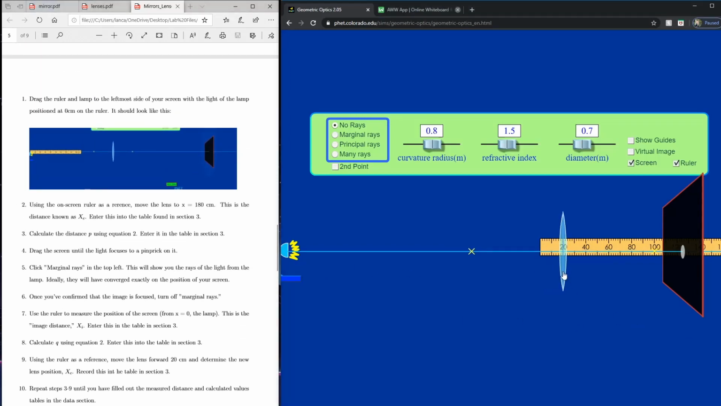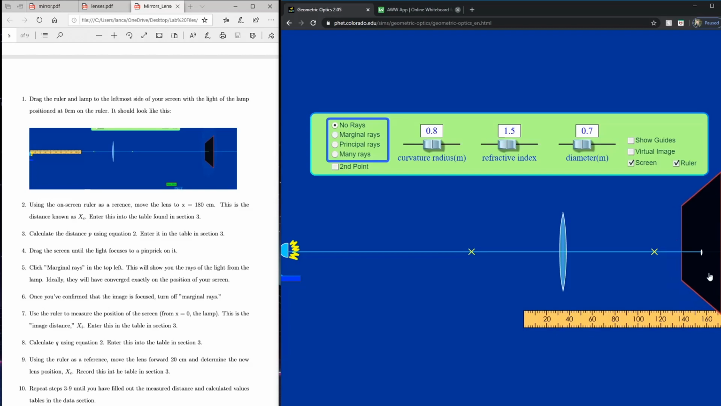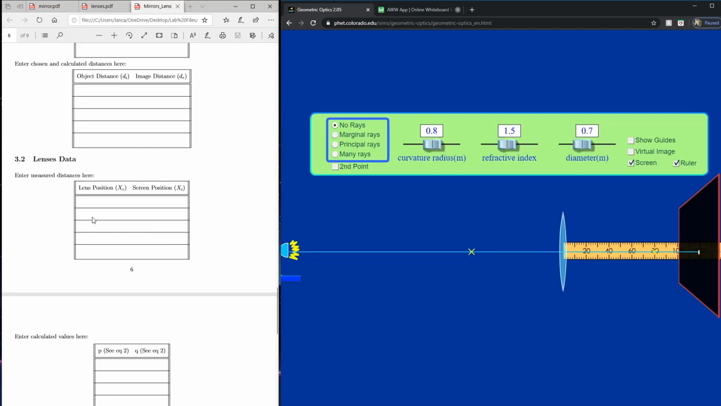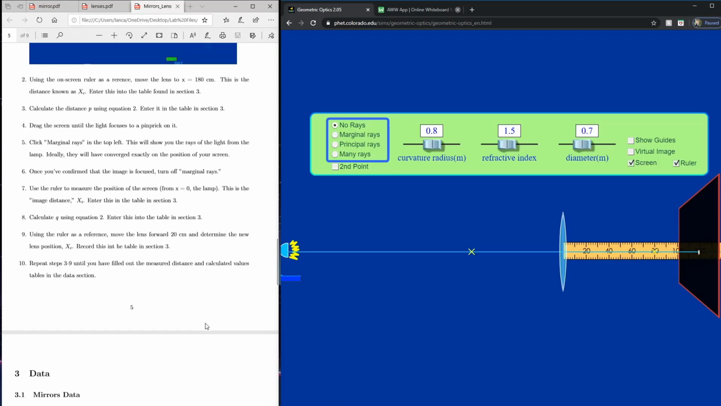So we're going to move the lens forward 20 centimeters again. So now the lens is at 240 centimeters, and I'm going to refocus the light on the screen. That looks good to me. Let's go ahead and measure the distance here. Okay, so we got about exactly 120 centimeters. So here, the lens is at 240. So plug that into here, and then 240 plus 120 gives you 360 centimeters, sorry, can't do math in my head today. 360 centimeters for this screen position right here. And then you can calculate P and Q based on those.